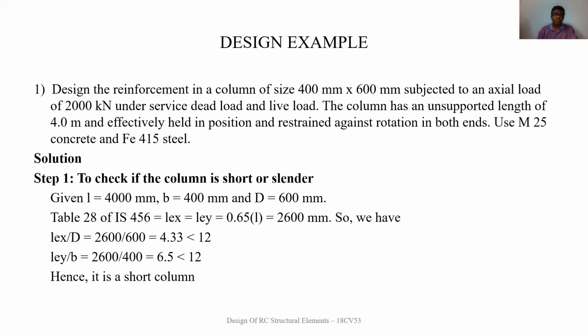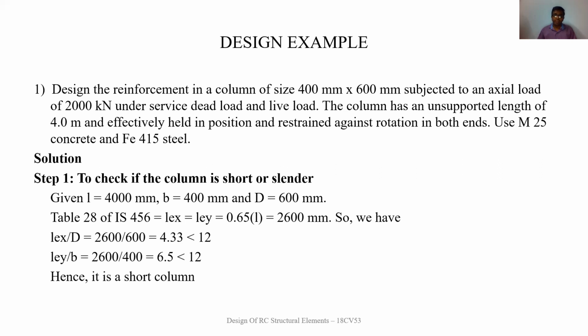So the first step in the design of a column is to check whether the column is short or slender. We call the column a short column when the effective length divided by the lateral dimension of the column is less than 12; such a type of column is known as a short column.